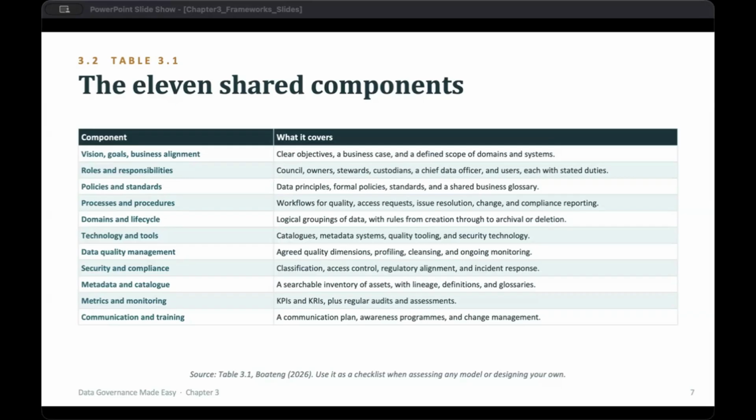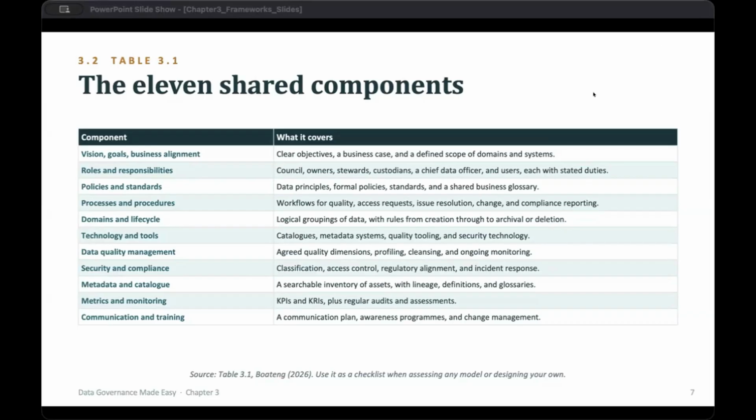As different things come up, sometimes different scenarios come up and organizations have to respond to them. So what do we do when something comes up? What awareness programs are you putting in place? What change management? Because some people's roles will be influenced by the policy, by the framework that we have deployed. So please, this is what we call the 11 shared components of the data governance framework.